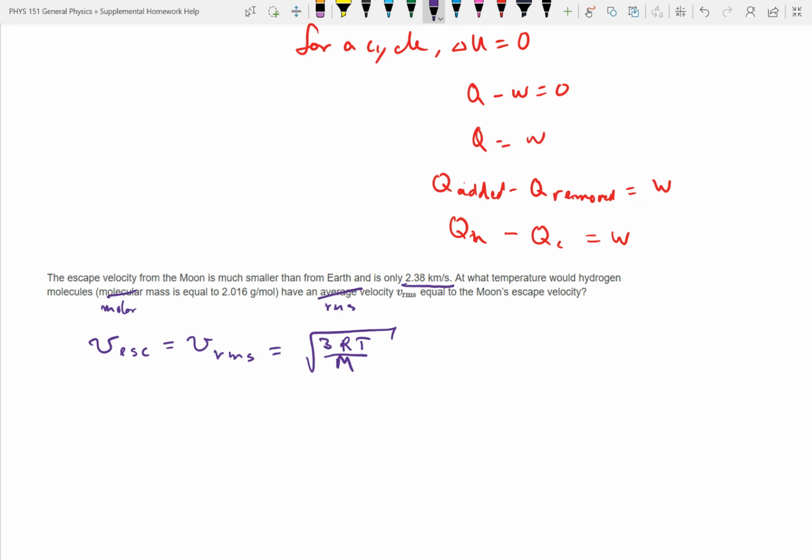Now, is that what I'm going to write down? No. Why not? Because we need it in meters. Yeah. So I'm just going to use 2,380 meters per second. It's the same thing. So we just solved that for temperature. So we'd square and then we'd multiply over the m and divide by 3R.